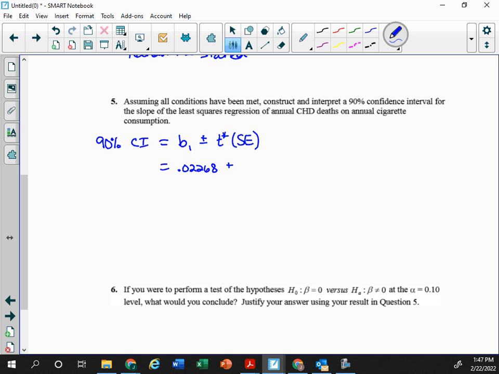Plus or minus. Okay. The critical t. Do you guys remember how to find a critical t? Use inverse t on your calculator. And your degrees of freedom is n minus 2. I'll pull up my calculator and show you here. When you're doing slope, it's n minus 2.